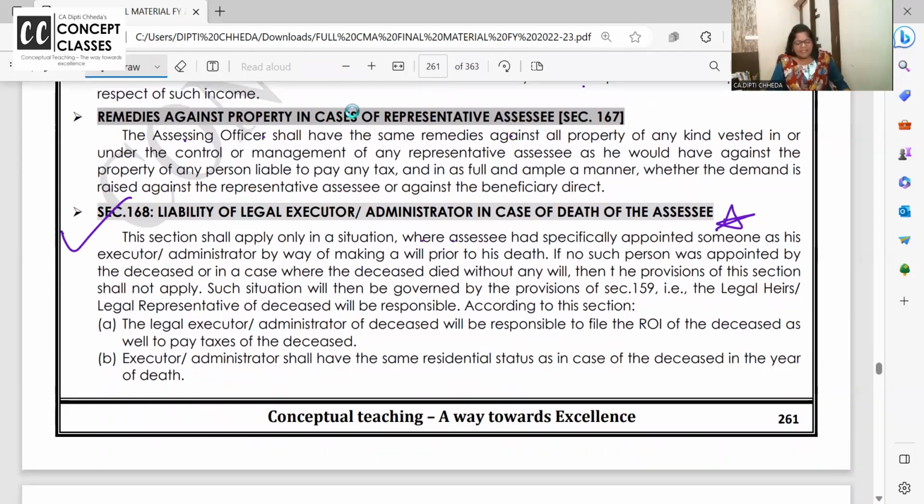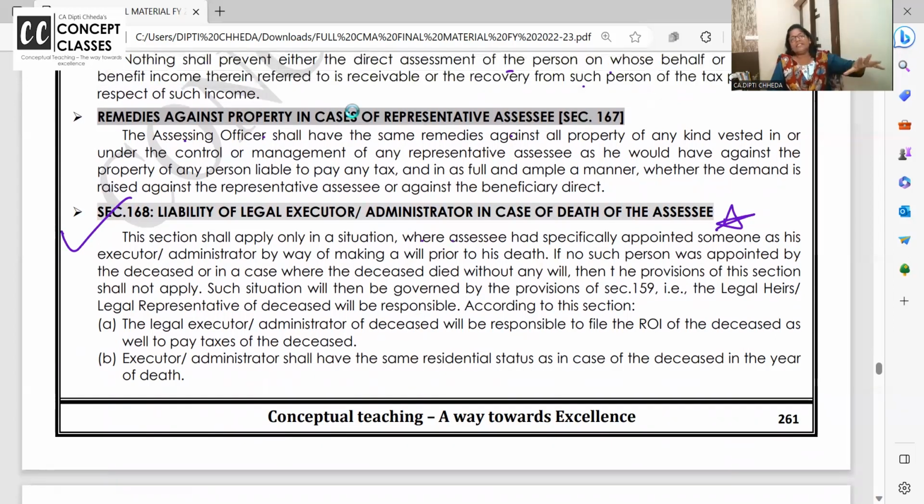Take a pause and tell me, is the difference clear to all of you? Who is the representative assessee and who is this executor? This section will apply only in a situation where the assessee has specifically appointed someone to be his executor by will. If there is a will and it is written there, then executor. If there is no will, then legal representative. If no such person was appointed and the person has died, then the provisions of this section will not apply. In such a situation it will be governed by legal heirs.